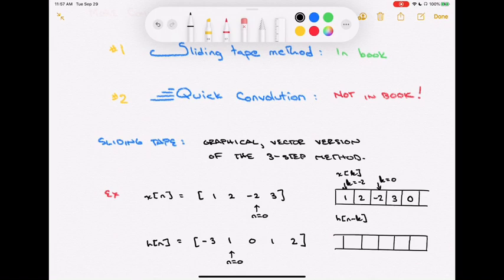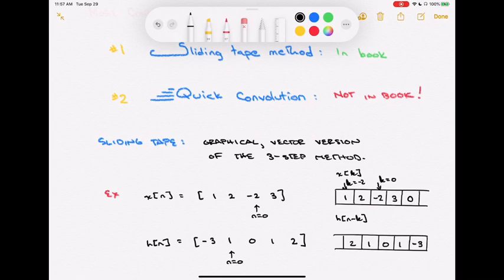The next one I need to do is my h[n-k] as a function of k. So this is a flipped and shifted version. In order to flip it, I just take my original vector and I write out the elements in reverse order. The original order for h[n] was -3, 1, 0, 1, 2. Now I just need to go through them in reverse order. So I'm going to start out with the 2, then I'm going to have a 1, 0, 1, and -3.